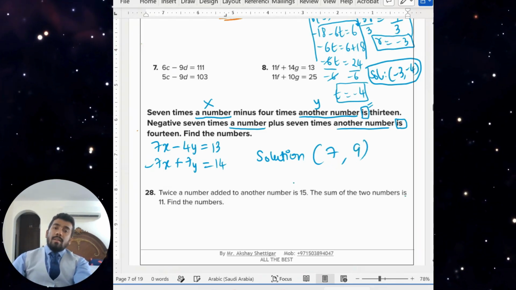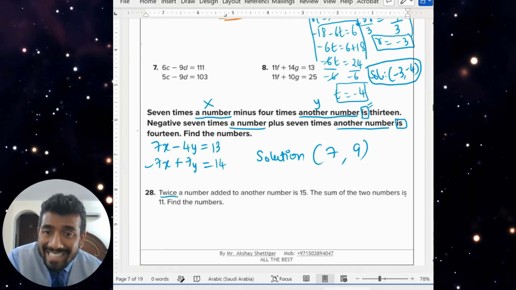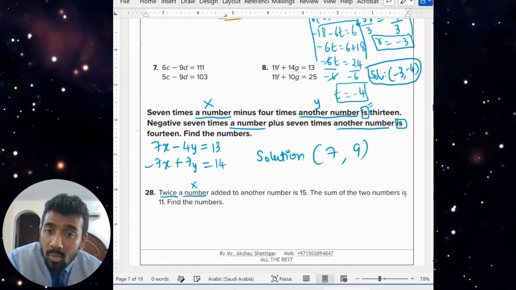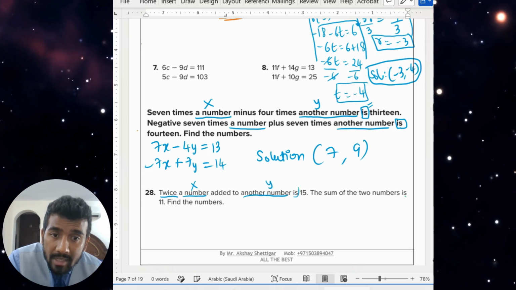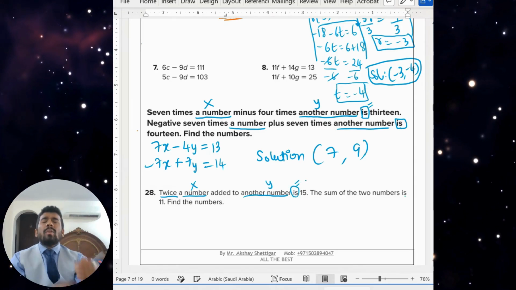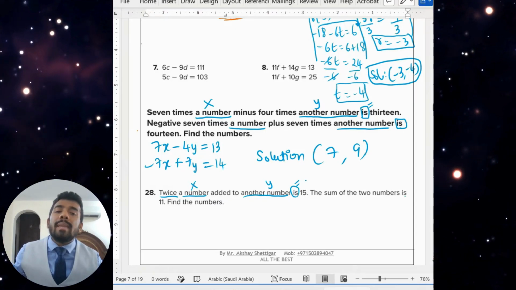Okay. Same way, let me write the equation for the other one. Twice a number. Again, a number means what? X. Another number means what? Y. Is means equal. Okay, if you remember these three techniques, everything will become easy peasy.